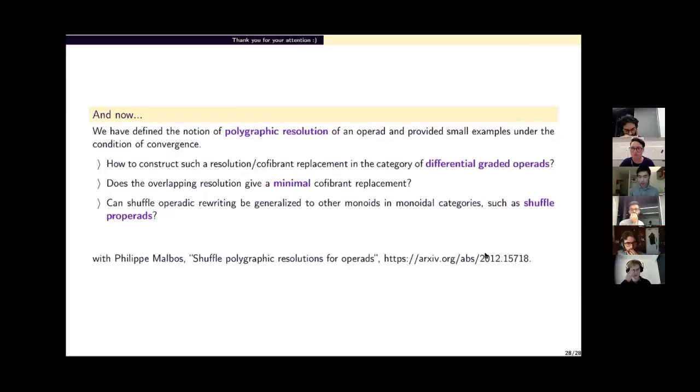One major issue is that in this category of internal omega categories, we didn't find a model structure, but there is a similar category of differential graded operads where there is a model structure. And so one question we have is, can we construct a similar resolution in this category? And in this case, would the analogous construction of overlapping resolutions give a minimal cofibrant replacement? And then the other possible outlook is looking at other monoidal structures and seeing if we can rewrite in those. So I have listed here shuffle operads.